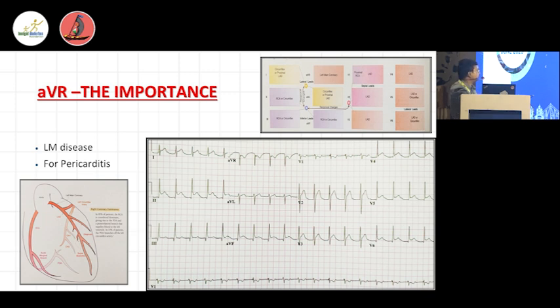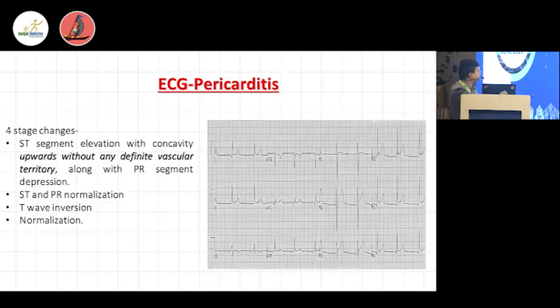So the thing is that there will be no reciprocal changes in LV aneurysm related ECG and no dynamic changes will be there, only Q wave and ST elevation. Let us come to the inferior myocardial infarction.